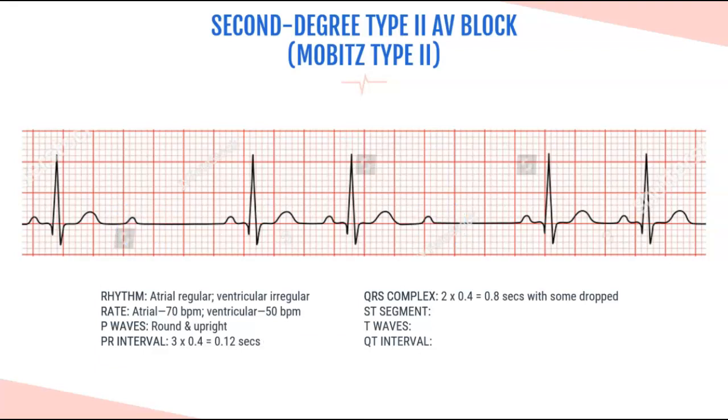Our ST segment comes back down to the isoelectric line. Our T waves are upright, not peaked or inverted, and our QT interval is around 8 small squares. Multiplied by 0.04, that gives you 0.32 seconds. And our interpretation of this strip is type 2 second degree AV block, or Mobitz type 2.